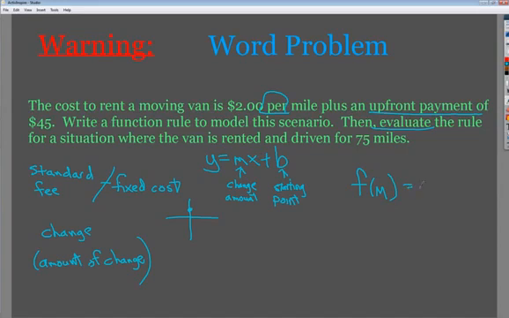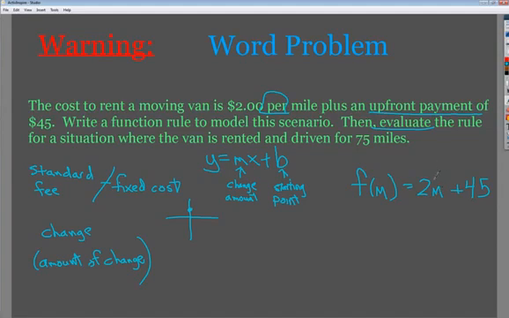f(m) is equal to $2 per mile, per being a multiply word, and then I have to pay $45 anyway, even if I don't drive it off the lot. So if you plugged in 0 here, that would be your starting point. 2 times 0 is 0 plus 45. So you're paying $45 just to get in there and sign those contracts. And then after that, they charge you the per mile price. So that's my function rule.